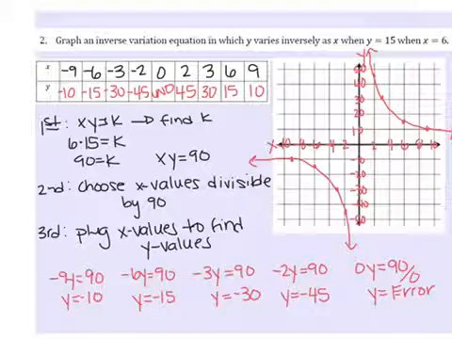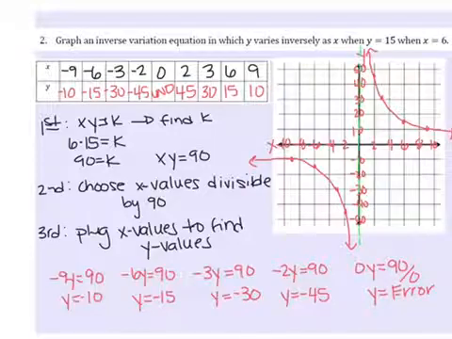And here's how I know that. That undefined that we get when x is 0 means that we don't ever cross that line. The graph will get really close to it, but it'll never actually cross that line.